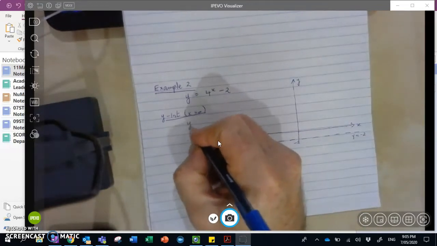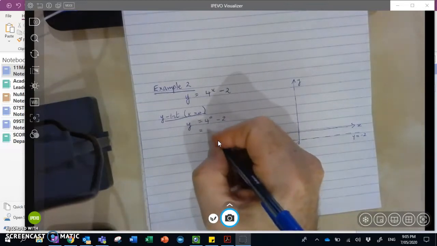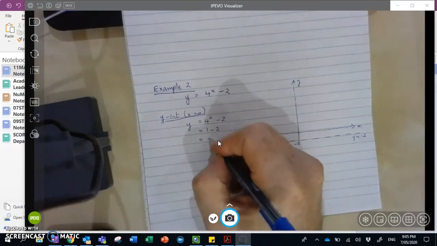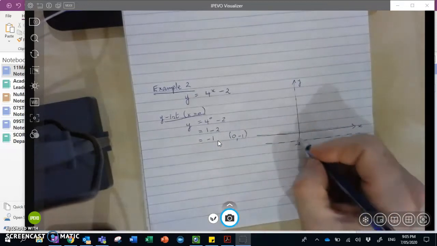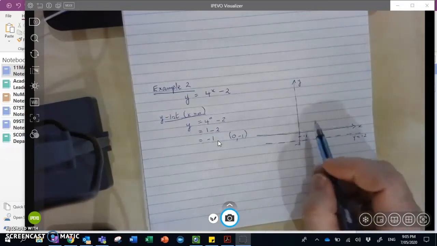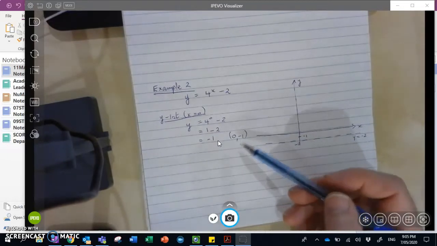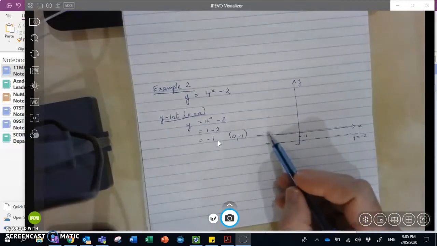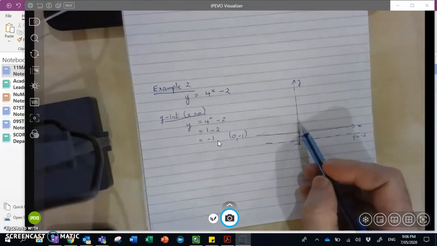So we substitute in 0 in place of the x. 4 to the power of 0 is 1. Take 2. And we see here that our y-intercept is at -1. And that can be marked in here at -1. Notice also, typically speaking in our most basic form, where there is no vertical translation of the graph, our sketch typically will pass through the point y equals 1 on the y-axis.